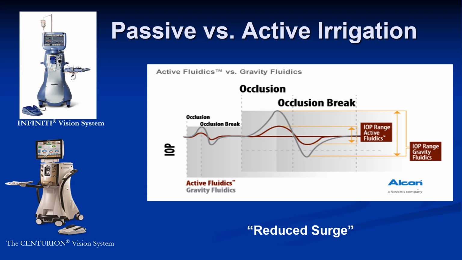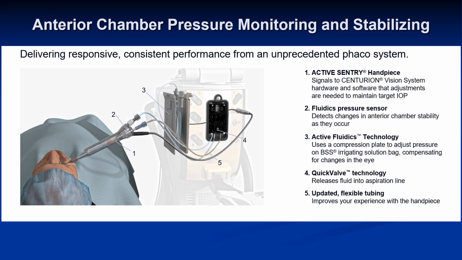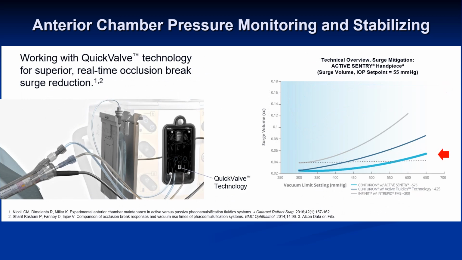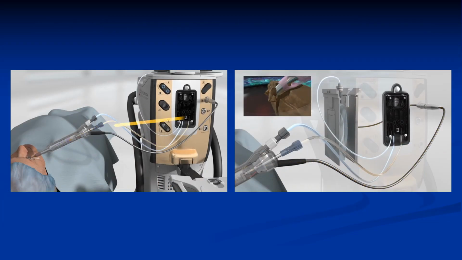Occlusion break surge is lower in active fluidics. Pressure sensor inside the handpiece actively monitors the IOP, and signals the controller to adjust for target IOP. Real-time IOP monitoring reduces AC fluctuation. Occlusion break surge volume is reduced by real-time control of venting valve. The videos demonstrate active fluidics in action.